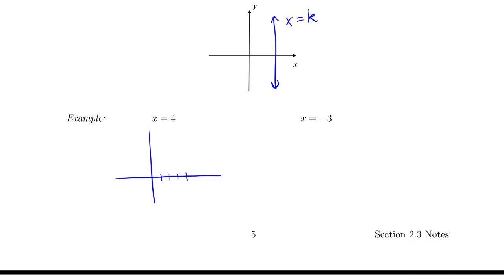1, 2, 3, 4 in x. So we'd be right there. And then we're always at x equals 4. Y can be anything.